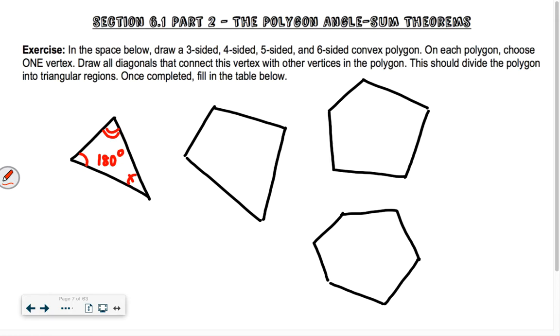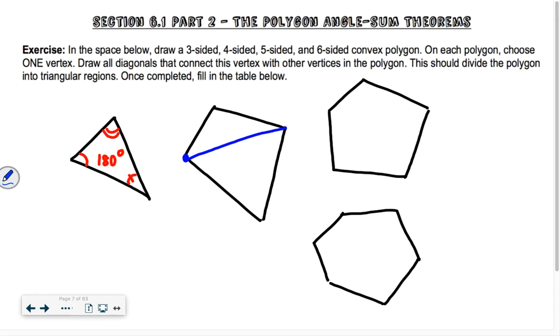Here's what we're going to do to prove this. You're going to choose one of the vertices, so I'm going to pick that vertex right there, and I'm going to draw in all diagonals that go from that one vertex. How many diagonals do I have from just that single vertex? There's only one, right? I can't draw these other ones because those aren't diagonals, those are sides. So we can only draw in one diagonal.